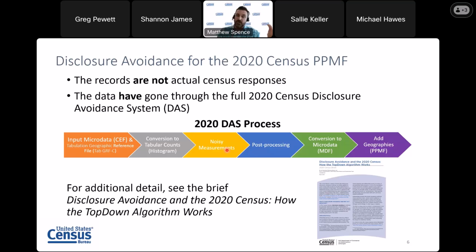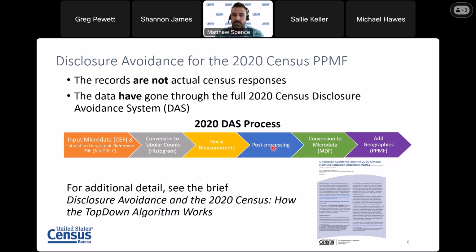You're equally likely to have to subtract as you are to add. Because of that, a lot of those zeros can turn into negative numbers, and that will happen in the noisy measurements. But this post-processing, the top-down algorithm, will remove those negative numbers. It will adjust those negative numbers up to 0, or potentially 1 or 2, but it will make those negative numbers go away. And it still makes everything add up across geographies and within tables as well. So if you add up males plus females, it equals the total population. That's a very nice feature of the top-down algorithm.